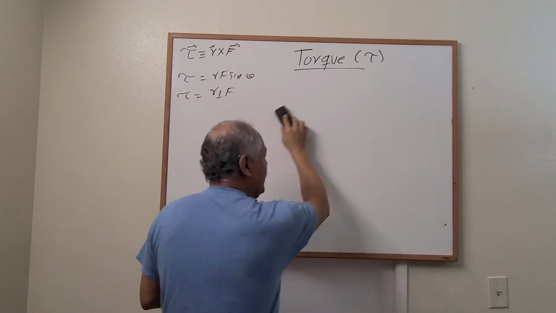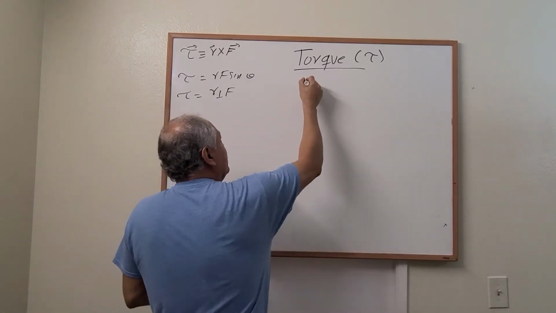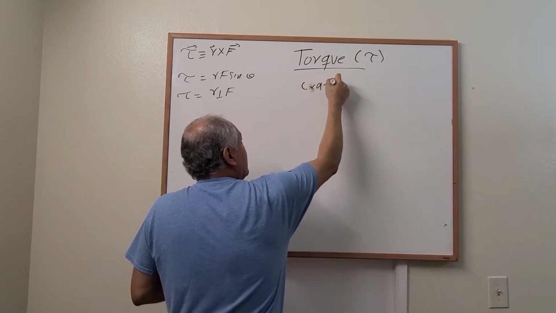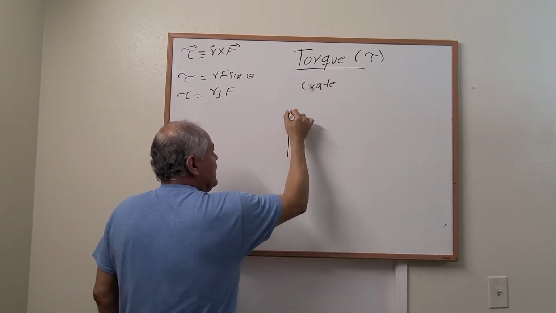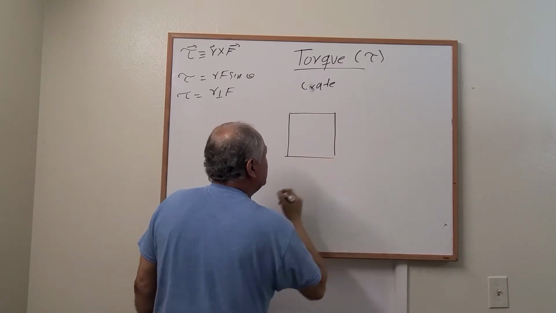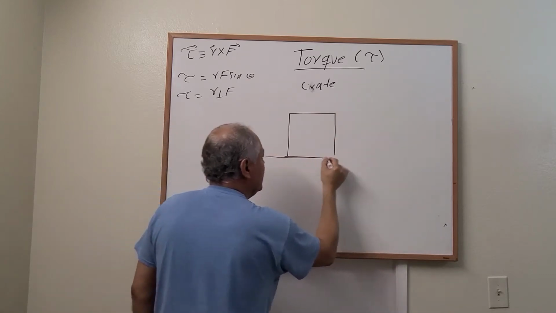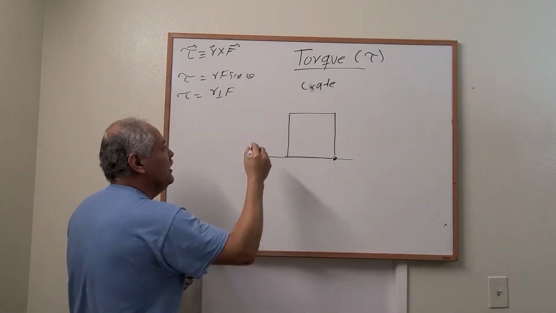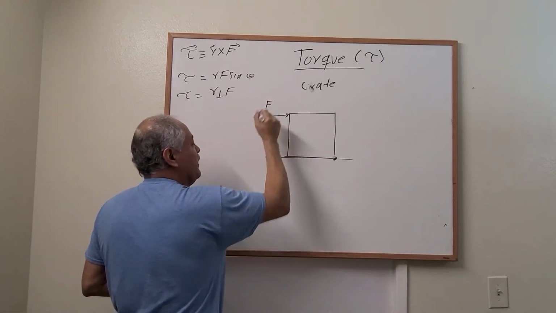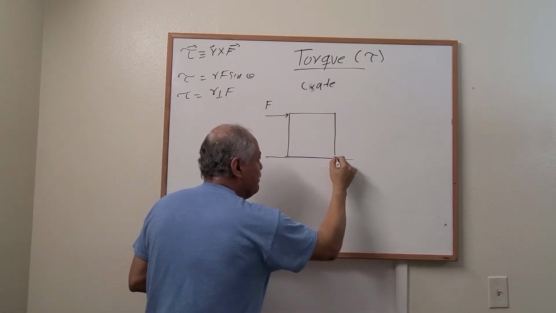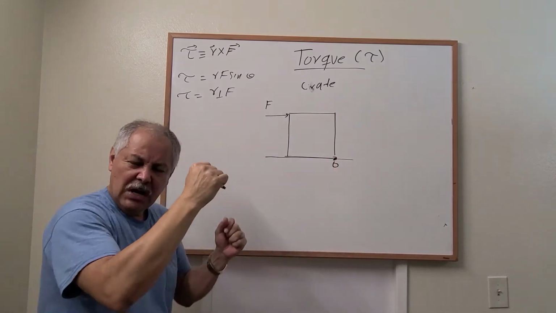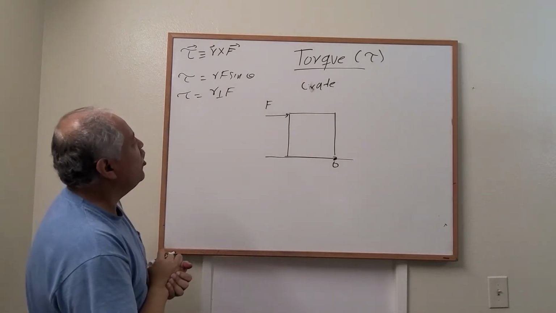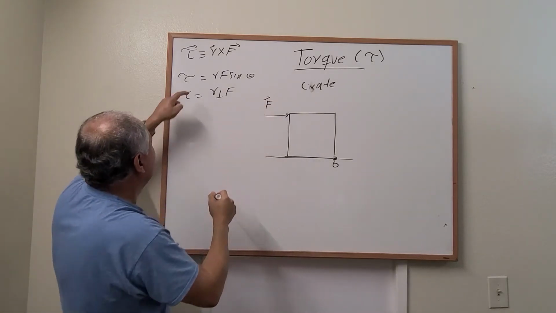Imagine that we have a crate, and this is a cube, correct? And imagine that we want to just barely create a rotation, and we apply a force in this direction, correct? This is a pivot right here. This is the origin, the point at which the rotation is happening, correct? Now, let's find the torque. Let's find the torque using these two ways.